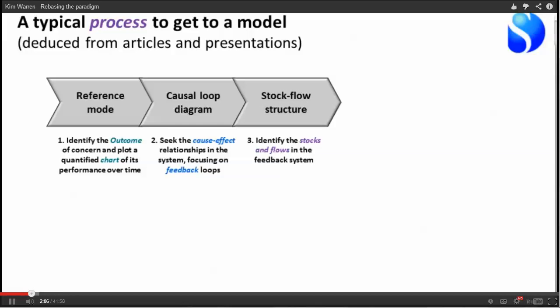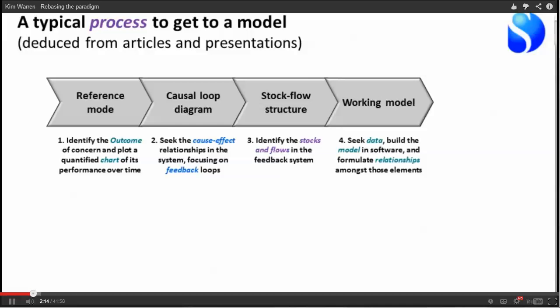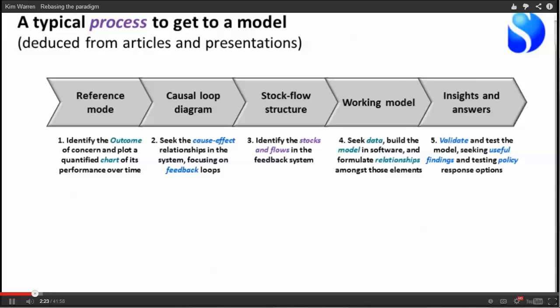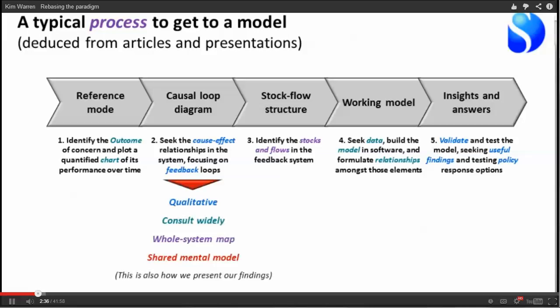From that, we take the causal loop diagram, we identify what the stocks in that diagram are, and the flows that go with those stocks, and then we go off and look for data to populate this model, to put it into software and build ourselves a working model. And from that, having validated it, we seek useful findings and test policy options to fix the problem that we set out to deal with. But I want to focus on step 2 here.